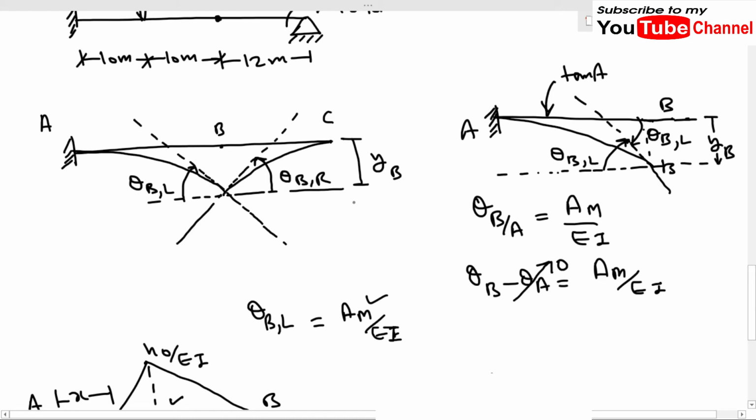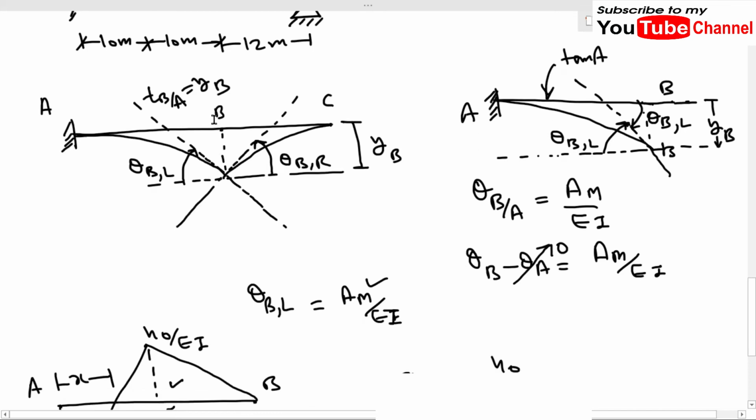yB can be found very easily. As we can see here, if I find the value of tB over A, this will be equal to yB, because from the geometry this is our tB over A, the tangential deviation at B with respect to the tangent drawn at A. As I have shown you, the tangent at A is horizontal, so it will be our yB.